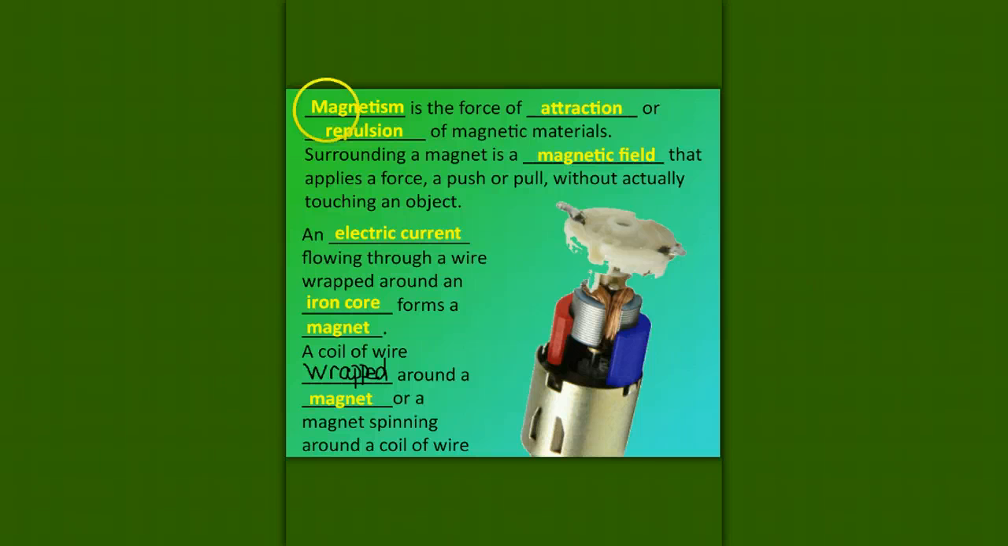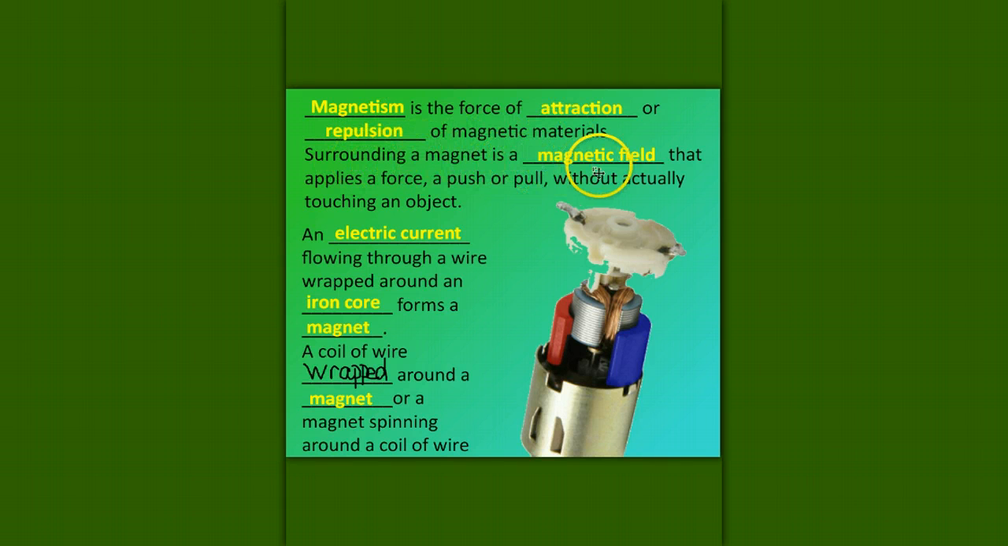Let's get going. Magnetism is the force of attraction or repulsion of magnetic materials. A lot of what we're going to go over, we've already seen that you have done this in the 4th grade in your magnet unit and in your electricity unit. So a lot of this will come very easily to you. So, magnetism is the force of attraction or repulsion of magnetic materials.